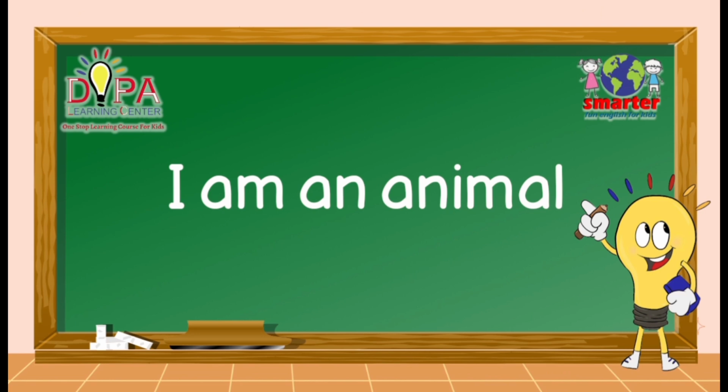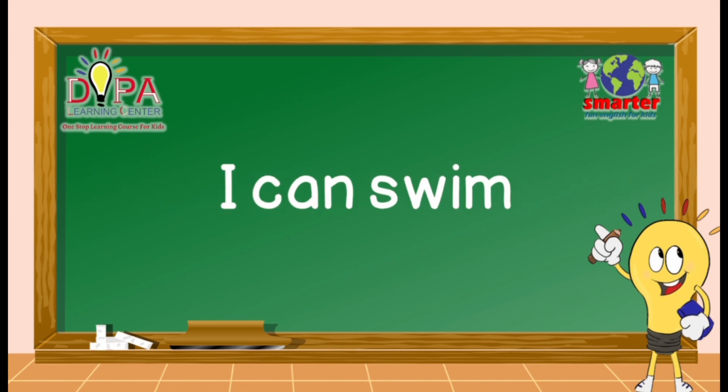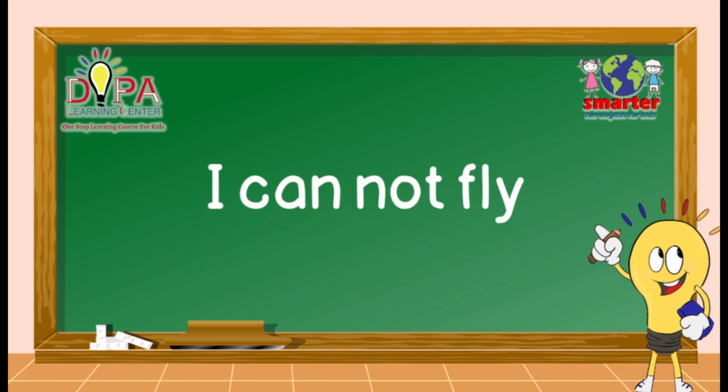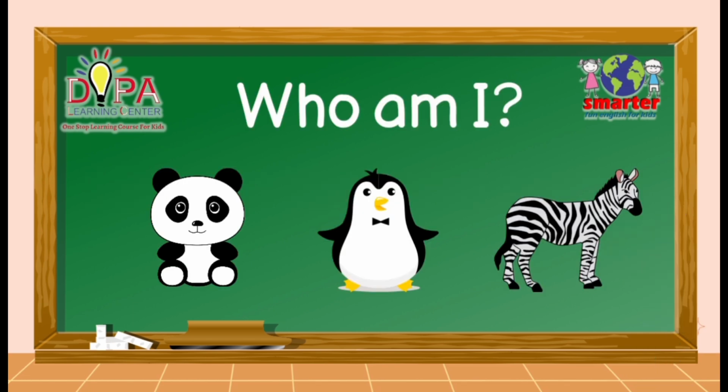I am an animal. I am black and white. I can swim. I cannot fly. I live in ice and snow. Who am I?